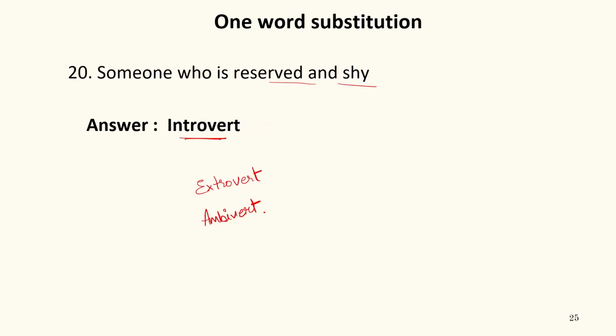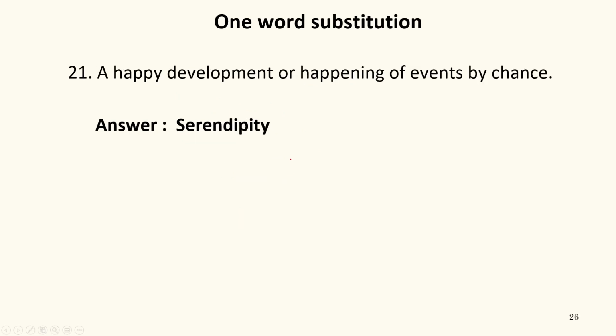In this, we can see the word is basically related to the word. Intro means inside. And verto means to turn. So when we turn our thoughts and opinions to ourselves only, that is the part of introvert, and extrovert is when we go outward. Ambi means both. So ambivert is a person who knows when to speak and when to not.